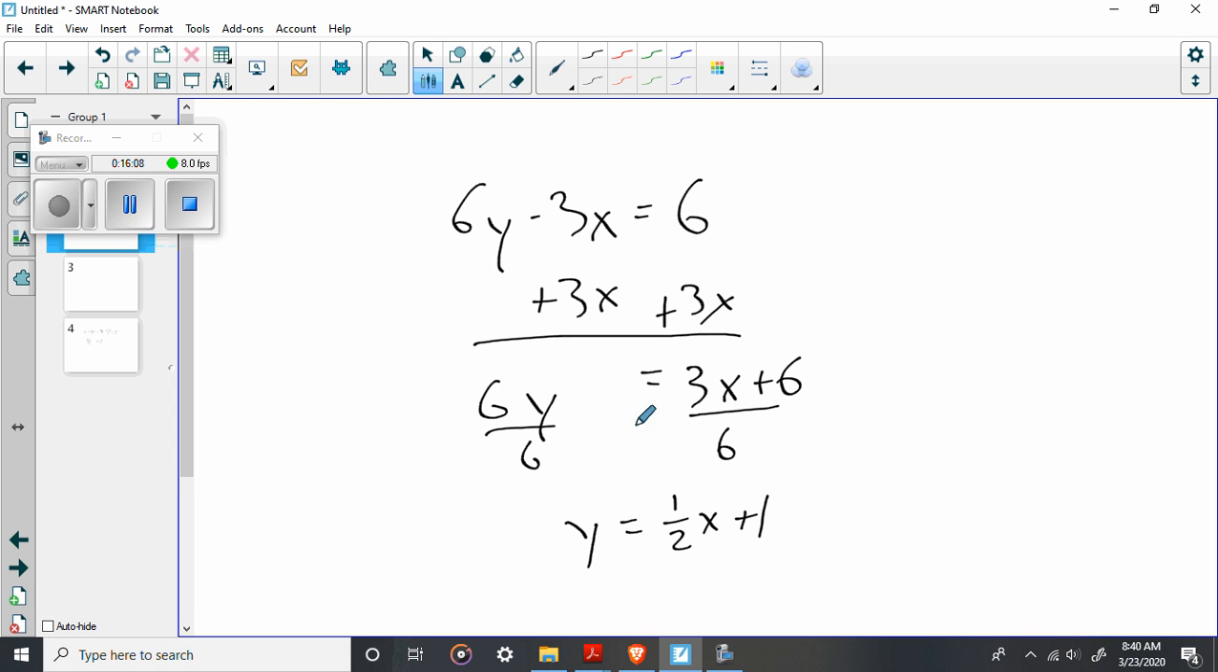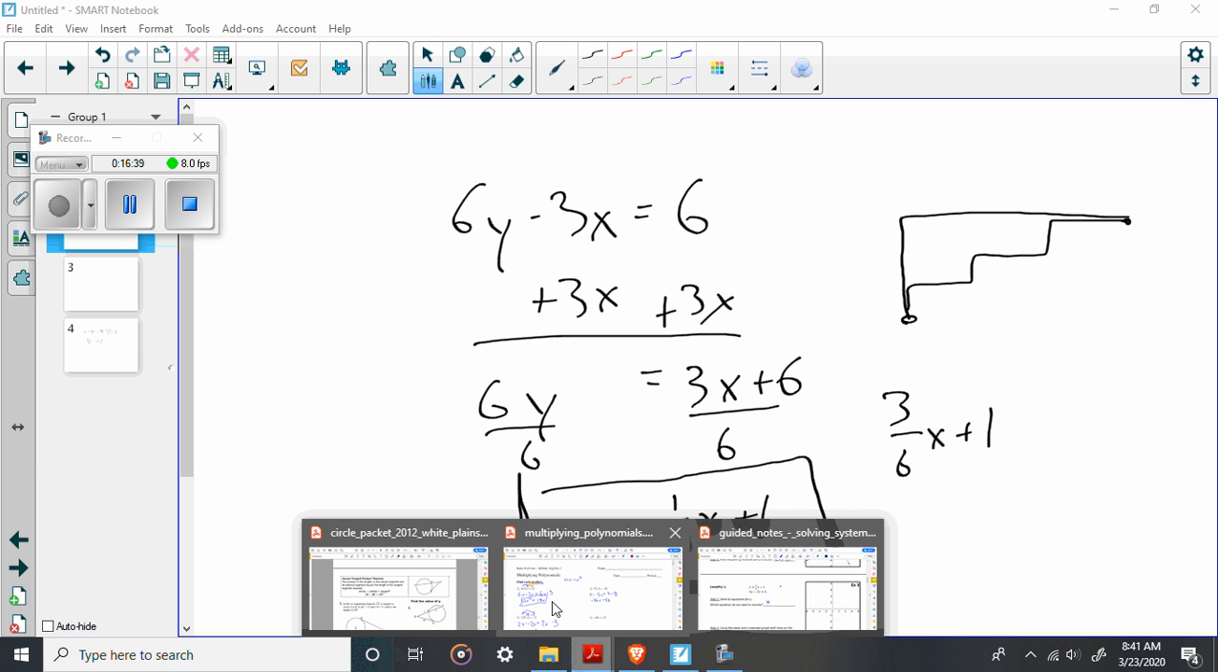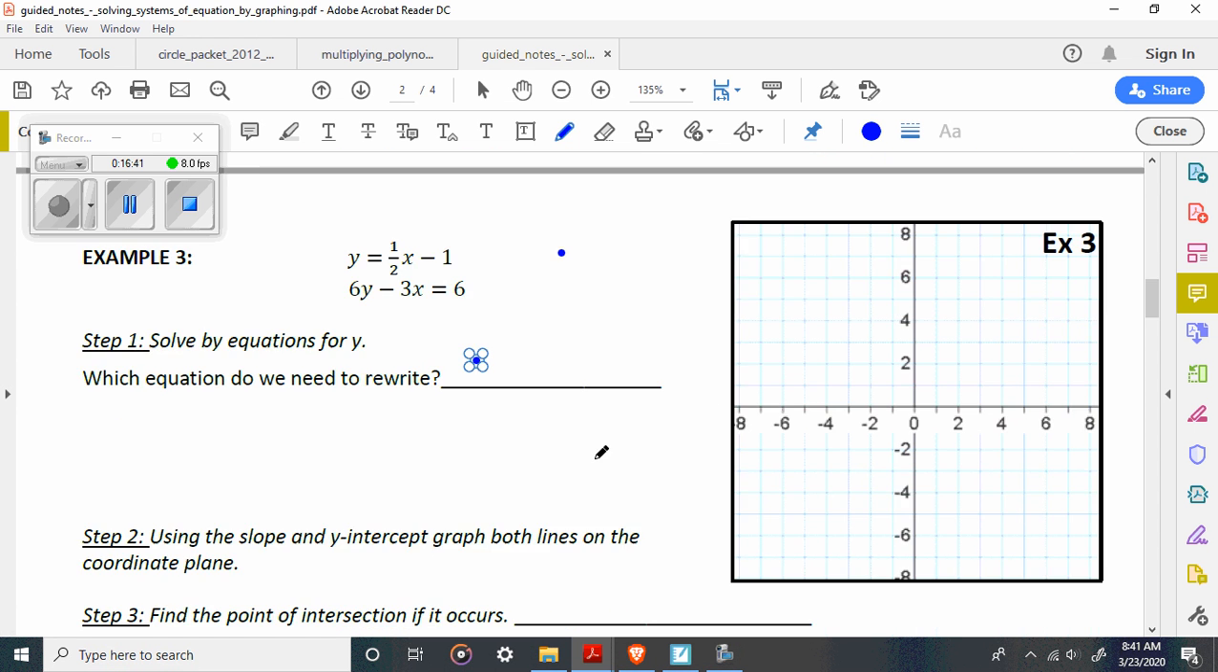If you had done it this way and left it as 3/6x plus 1, again, that's not wrong. And in fact, if you went up 3/6, that's the same as going up 1 over 2, up 1 over 2, up 1 over 2, just 3 times. So it wouldn't be wrong, but again, let's keep it classy, 8th graders, and let's go ahead and reduce those fractions, okay? So again, what could you do from there? You can go ahead and you can grab these points.